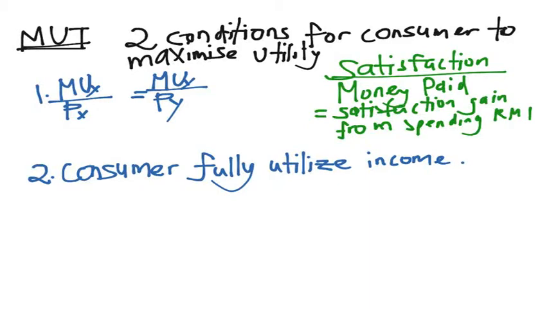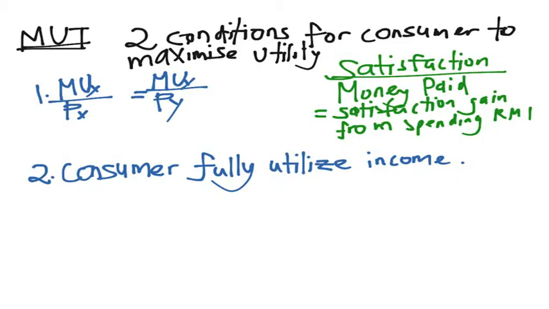Now, back to the marginal utility theory. According to this theory, there's actually two conditions that consumers need to satisfy in order to maximize utility. The first one is the marginal utility of one product over the price of the same product is equal to the marginal utility over price of the other product.